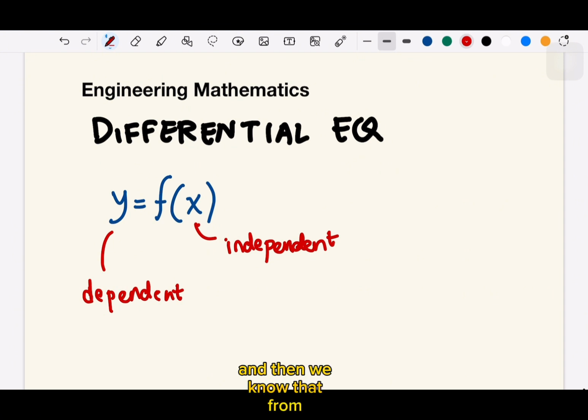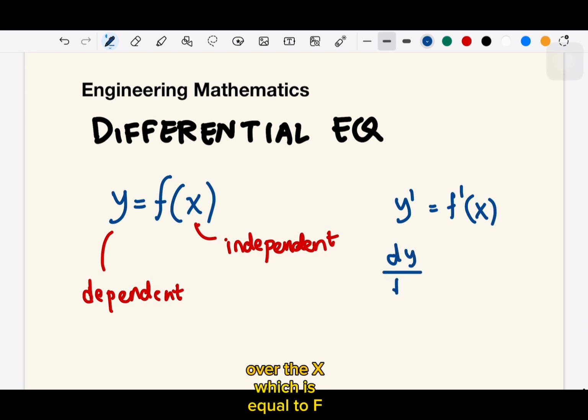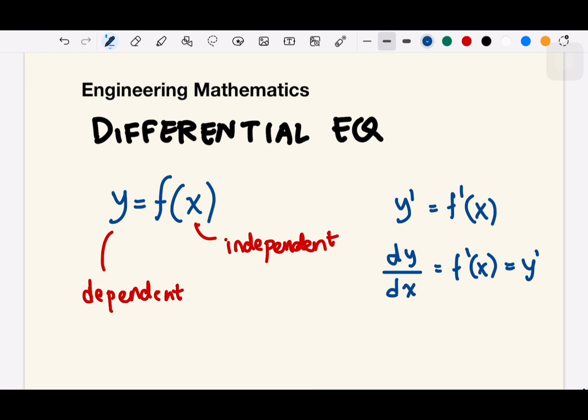And then we know from calculus 1 that we can have this term y prime. Or if you want to write f prime x like that, it means the first derivative. Or sometimes we write the derivative as d/dx, or here we can write dy over dx, which is equal to f prime x, or we can still write y prime. Okay, so what is a differential equation?